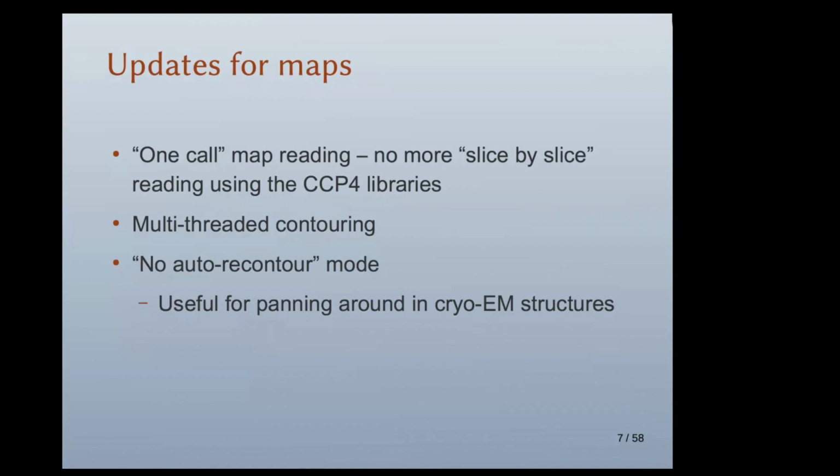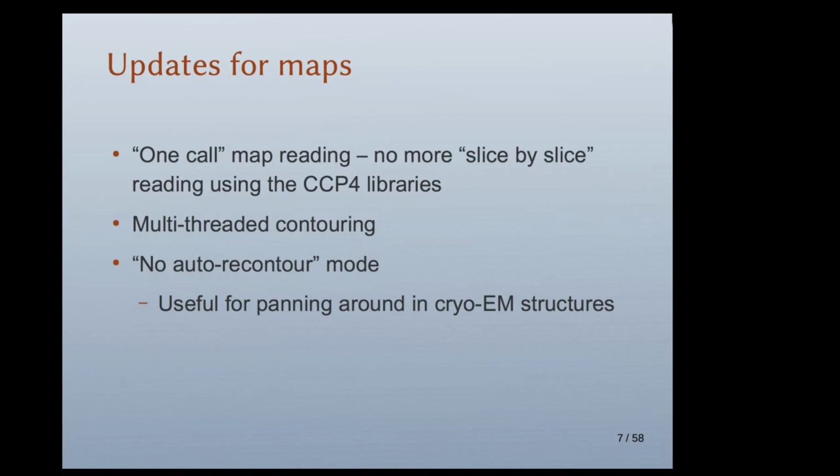So I had been using the CCP4 libraries for reading cryo-EM reconstructions, and that read the maps slice by slice. So you might have 200 different slices, or even more in some cases. And each of those was a new function call that allocated memory from the operating system. And that took some time. Now, Coot queries the size of the file, and then allocates that amount of memory and does it once. So one memory allocation, one call to read.